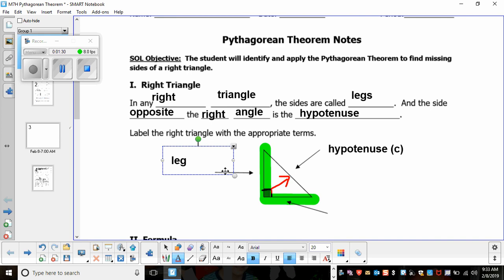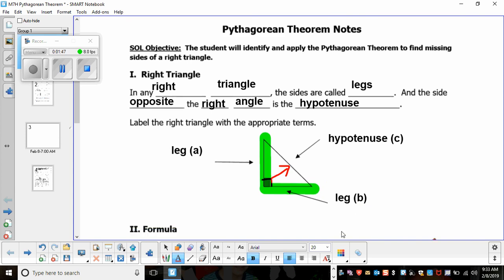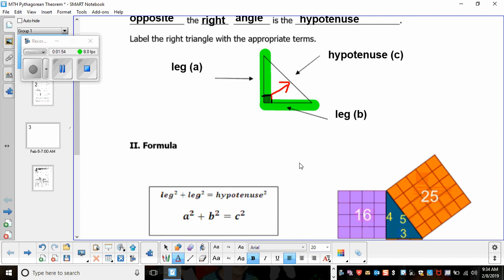We call the first leg A and the second leg B. And you can flip-flop those, it doesn't matter. So what I mean is this could be leg B and this could be leg A. The only side that's unique is the hypotenuse because it's directly across from the right angle.